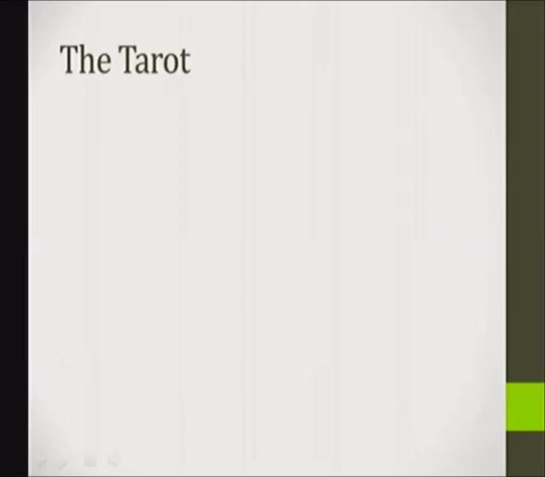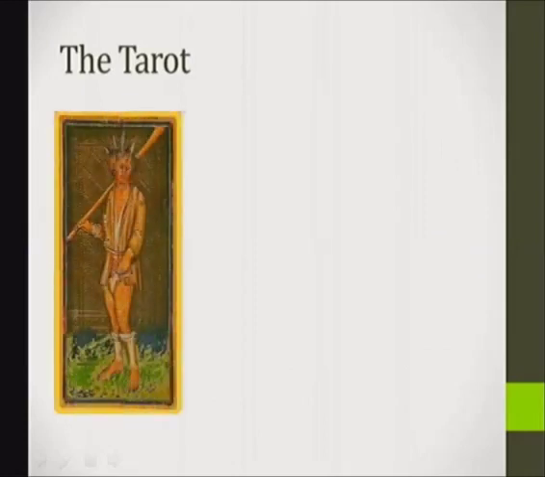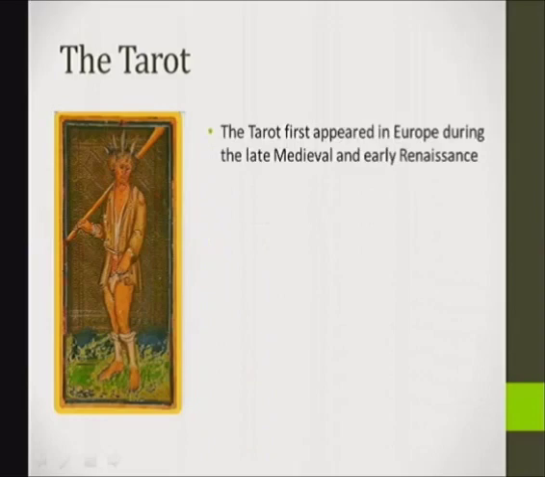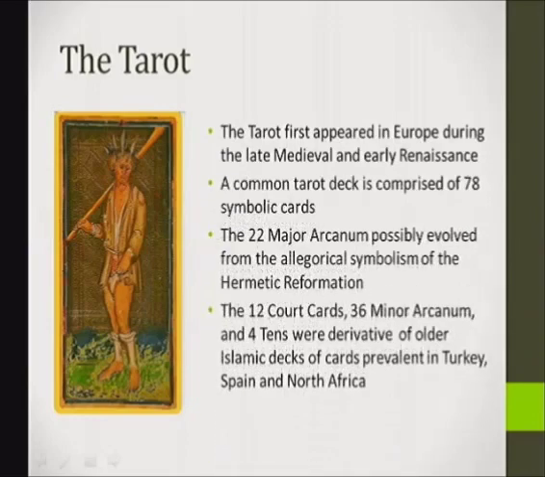What we do know from a historic standpoint is that the Tarot first appeared in Europe during the late medieval and the early Renaissance. A common Tarot deck has 78 cards. The 22 major arcanum possibly evolved from the allegorical symbolism of the Hermetic Reformation. The 12 court cards, 36 minor arcanum, and 4 tens were derivative of older Islamic decks of cards prevalent in Turkey, Spain, and North Africa.